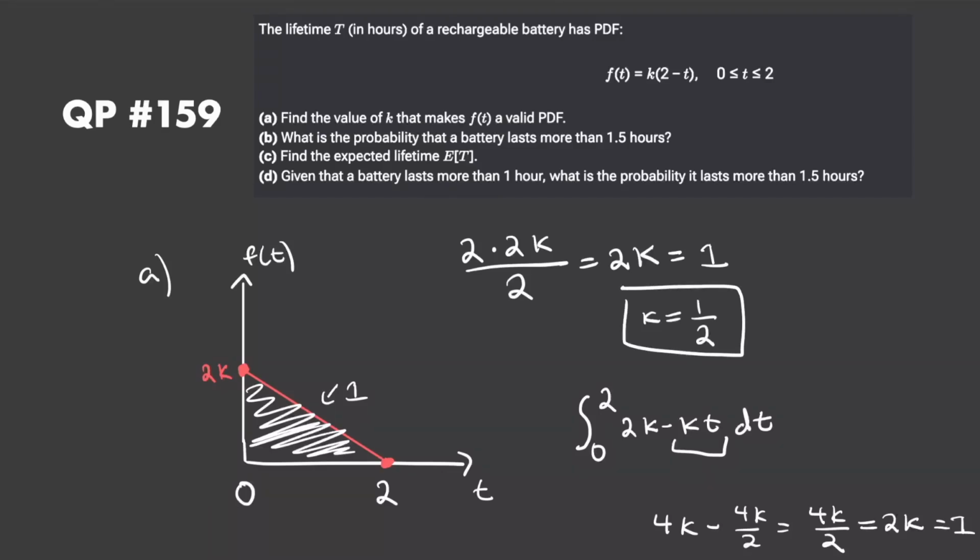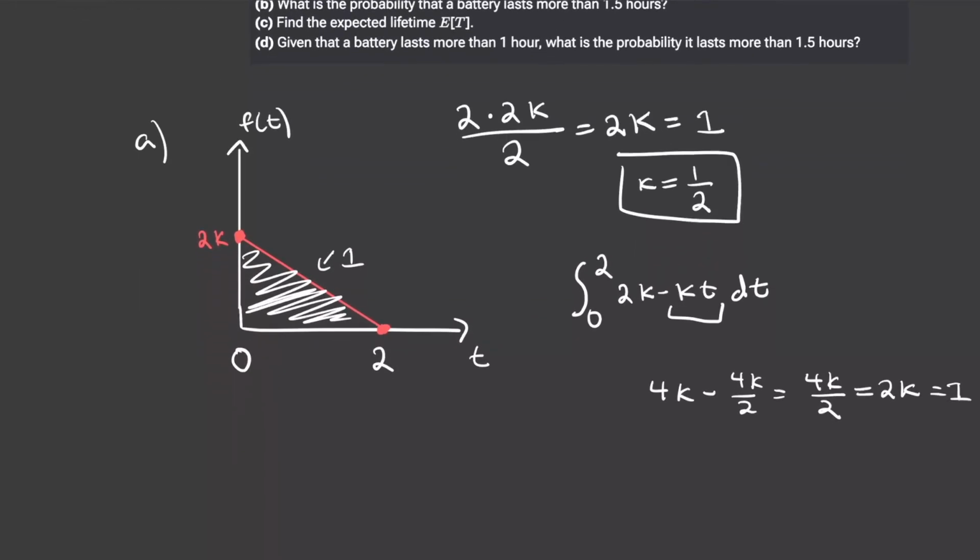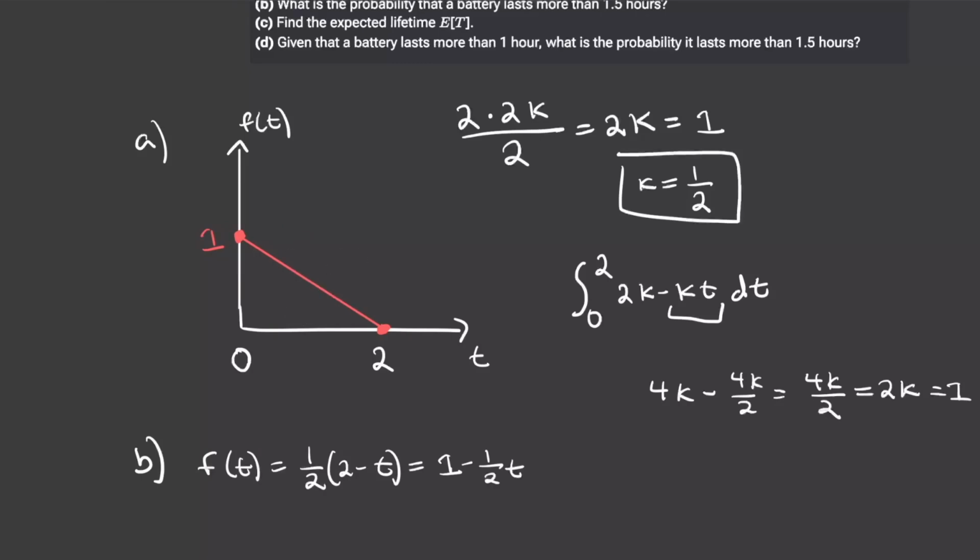So now in part B, it asks us what is the probability that a battery lasts more than 1.5 hours? So I guess t here represents hours. But now that we know what k is, basically our density function is just going to be, if we plug in k, 1/2 times 2 minus t, like so, which is just equal to 1 minus 1/2 times t. So essentially this intercept right here is just going to be 1, and we're going to have a slope here of negative 1/2, right? And now we want to calculate the probability that t is greater than 1.5.